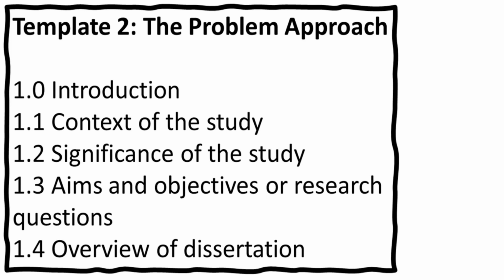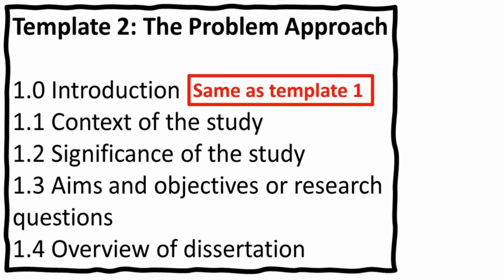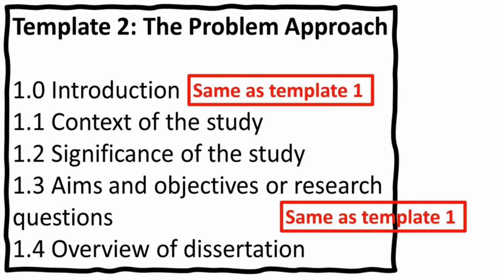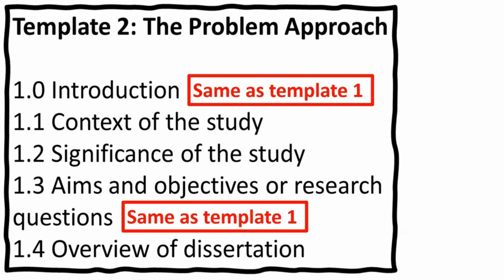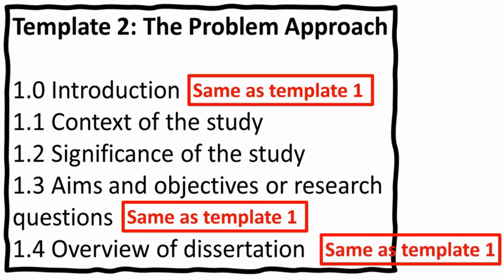As we went through template 1, we talked about a number of these sections, so we will not repeat this. So 1.0, the introduction part, is the same as template 1. 1.3, the aims and objectives or research questions, is the same as template 1, so we will not discuss that. And 1.4, the overview of the dissertation, is the same as template 1, so we will not discuss this. So we'll jump straight to 1.1, context of the study.